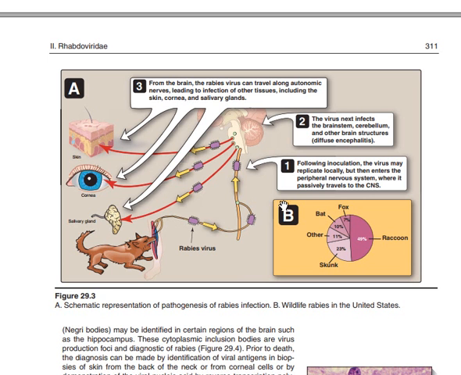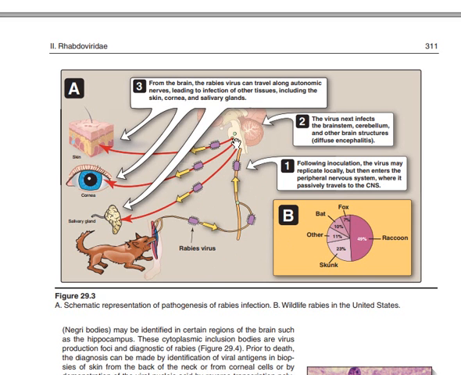These are the different things that can cause the infection. It can be a raccoon, anything from the canine family. It can be a fox, a raccoon, a skunk, even an unvaccinated dog. Bats account for 10% and others 11%. When it bites, it passes through your peripheral neuron. Following inoculation, the virus may replicate locally, but then enters the peripheral nervous system, where it passively travels to the central nervous system.